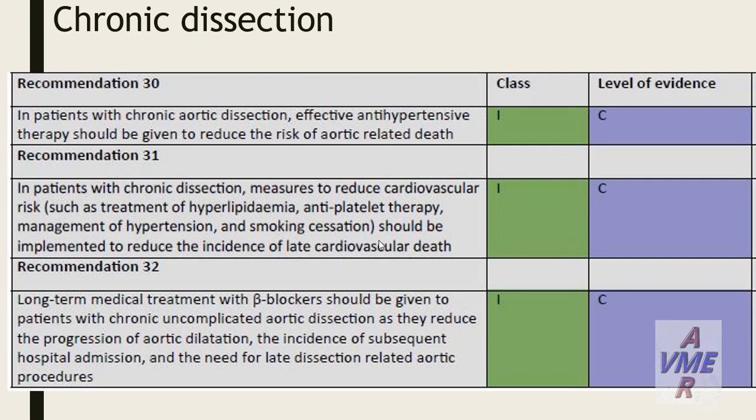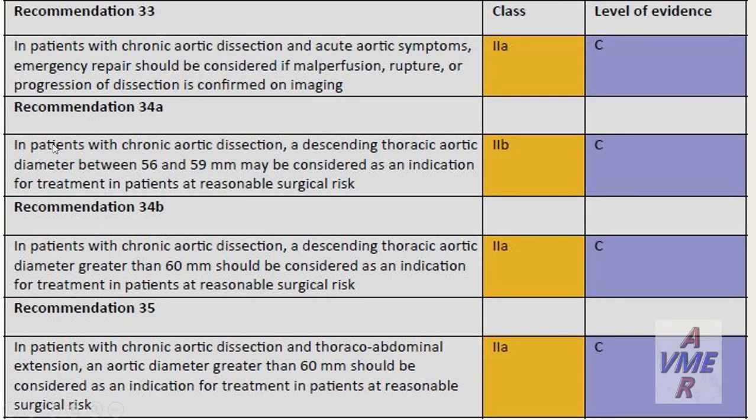Long-term medical treatment with beta blocker should be given to patients with chronic uncomplicated aortic dissection, as it reduces the progression of aortic dilatation and the incidence of subsequent hospital admission and need for late dissection-related aortic procedures. In patients with chronic aortic dissection and acute aortic symptoms, emergency repair should be considered if malperfusion, rupture, or progression of dissection is confirmed on imaging.